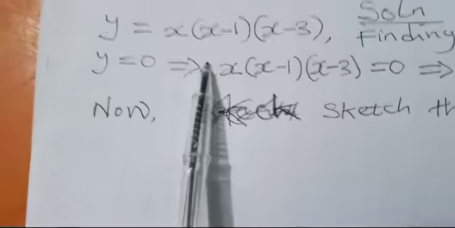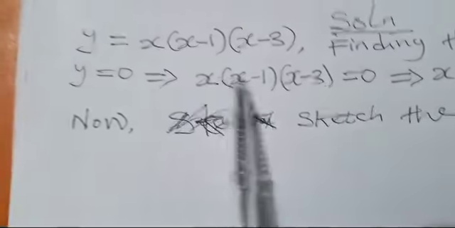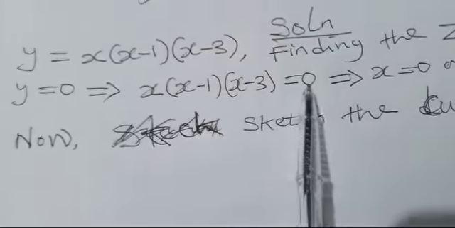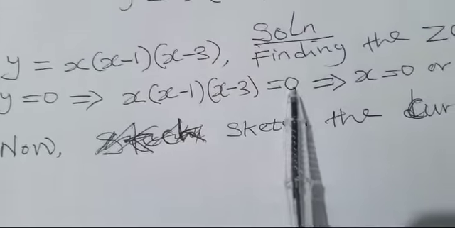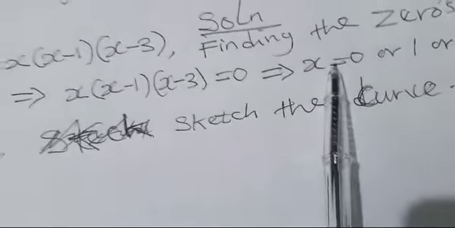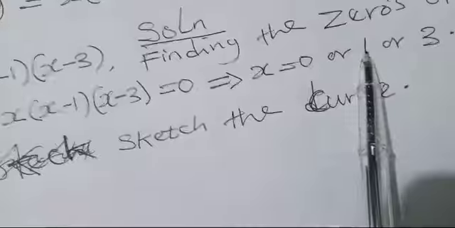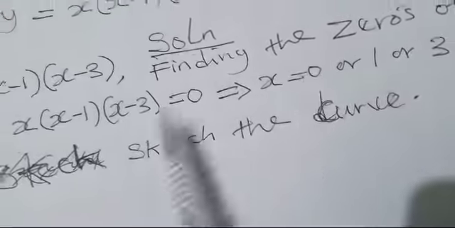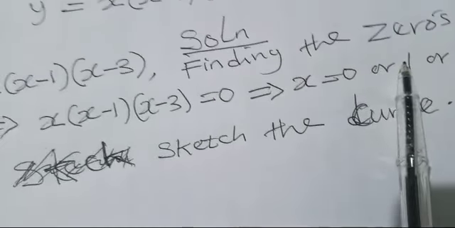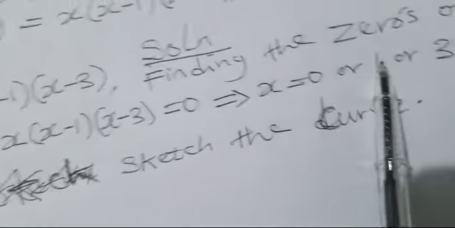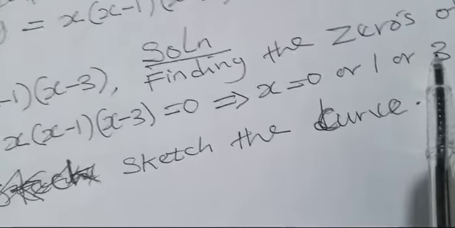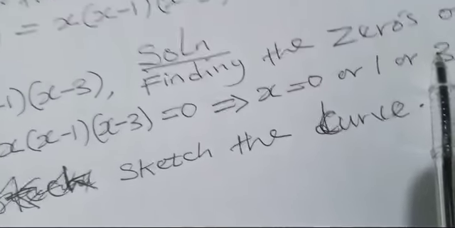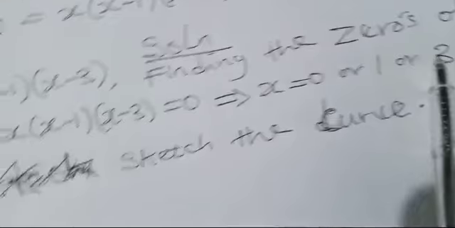So if y equal to 0, the function becomes x into x minus 1 into x minus 3 equal to 0. Solving that, you can see x equal to 0 or x equal to 1 or x equal to 3. So our coordinates are (0, 0), (1, 0), and finally (3, 0). That is, y is 0 when x is 0, 1 and 3.